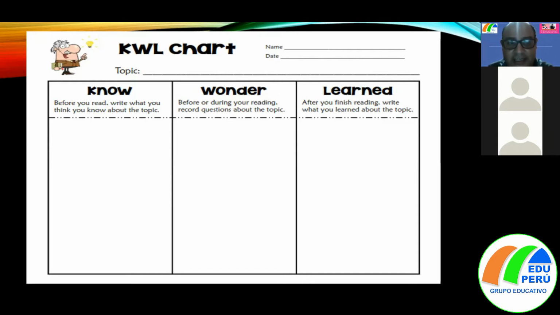The data that the text has, which you need to decodify, and the information that you as a reader bring to the text. And you're going to compare, and you're going to use these two processes to get comprehension. Remember, when you do this, you're comprehending.